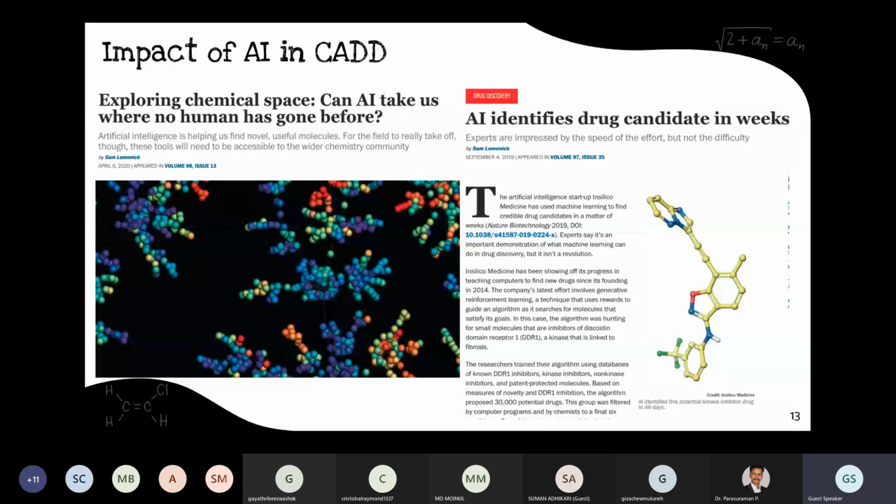This is again another AI company that did it. They came up with a potential kinase inhibitor, right? And they also published that in Nature Biotechnology. But whether this is successful or not, we have to wait and see.